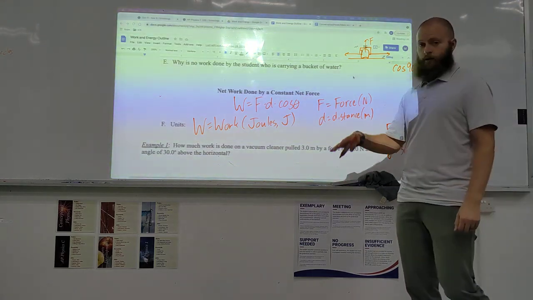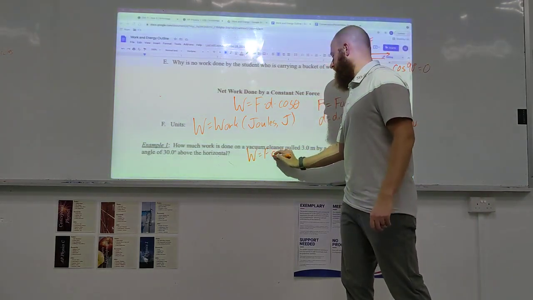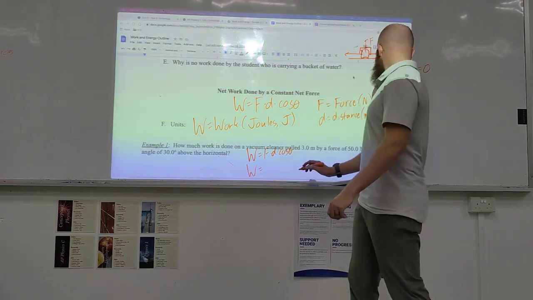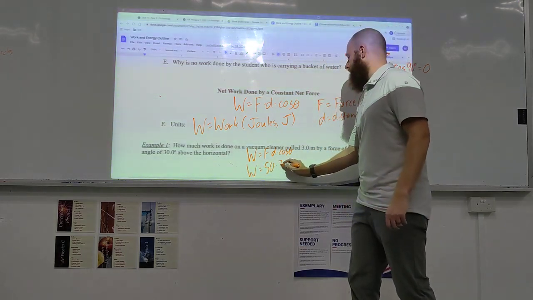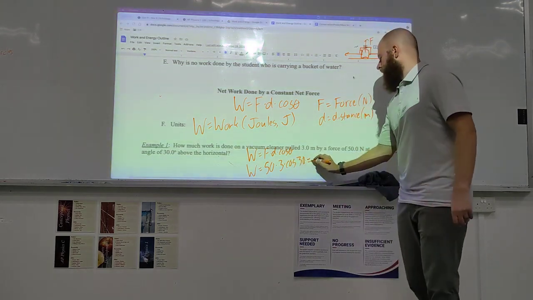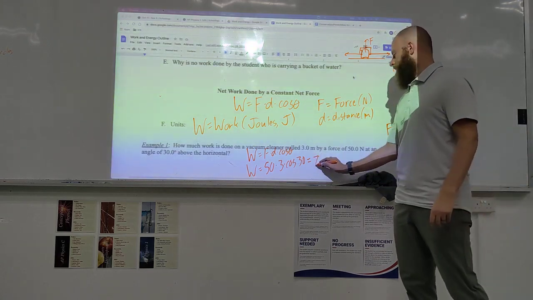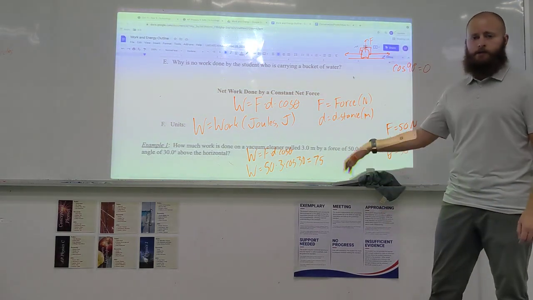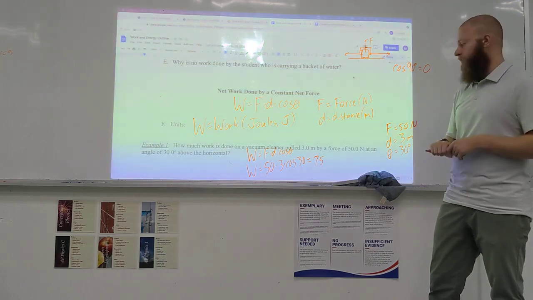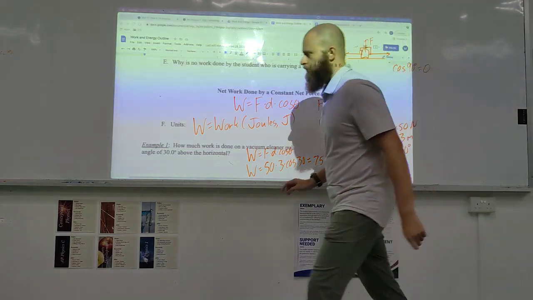So let's go ahead and write our formula first. So work equals force times distance times cosine theta. So work equals force, which is 50, times 3 times cosine 30. So that should give us something around 75. I'm just guessing. You can go ahead and punch it into a calculator and find out what that is. Okay, let's move on to the next part.